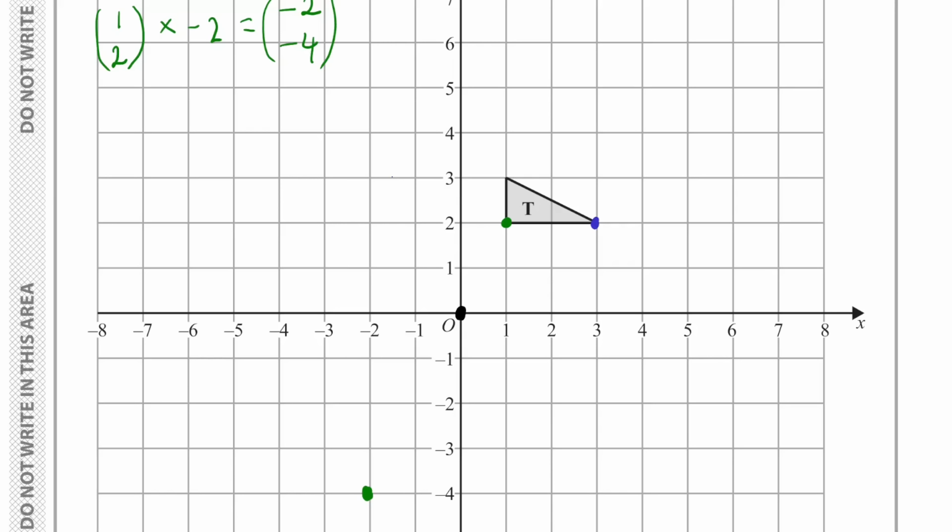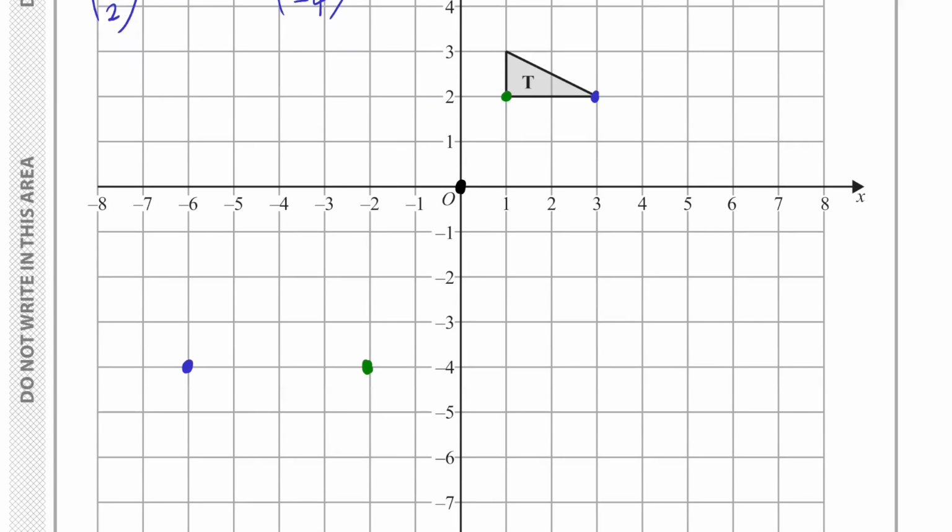Take another point, along 3 up 2. Times it by -2. That would be back 6, down 4. And another point, along 1 up 3. Times it by -2 will be back 2, down 6. And we're just going to join them up. And that is our enlargement.